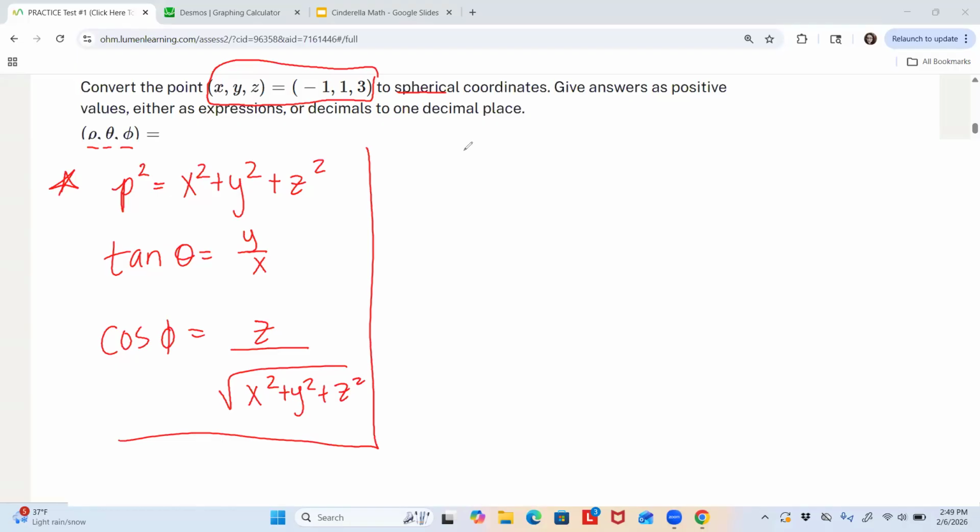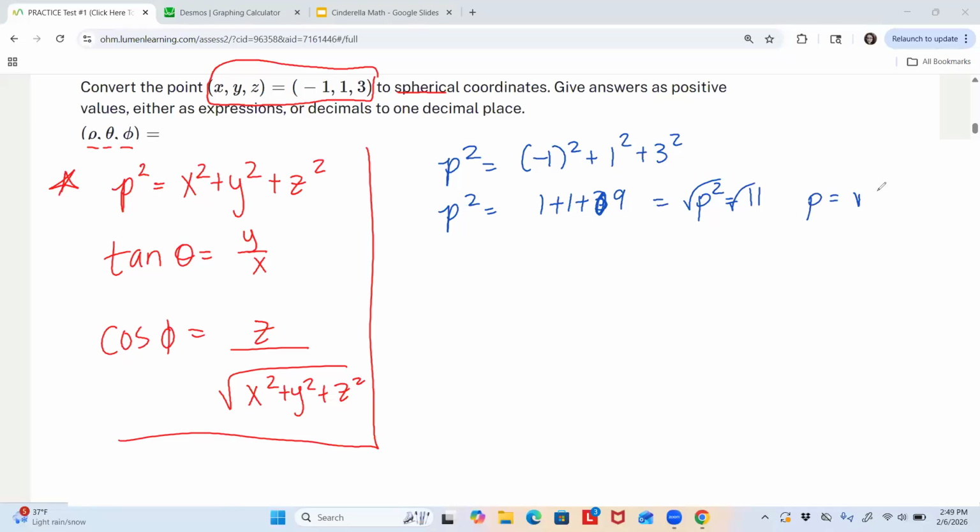All right, so our rho squared will be negative 1 squared plus 1 squared plus 3 squared. So rho squared is 1 plus 1 plus 9. So rho squared is 11. So rho is root 11. And if you put that in a calculator, it rounds off to approximately 3.31. Okay, tan of theta is y over x, so 1 over negative 1. So tan of theta is negative 1.